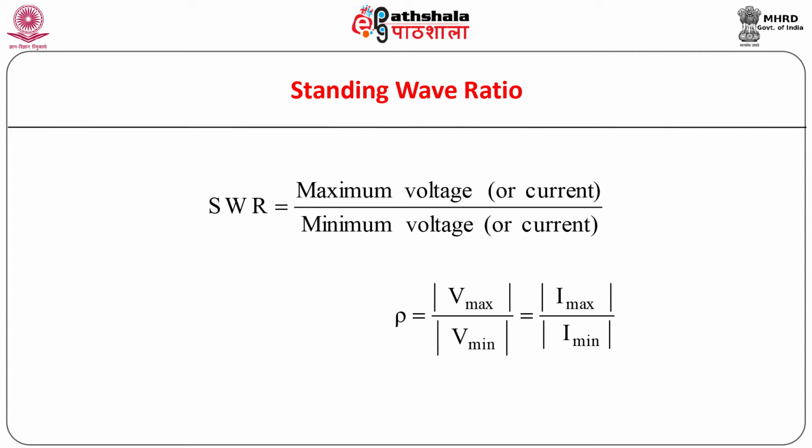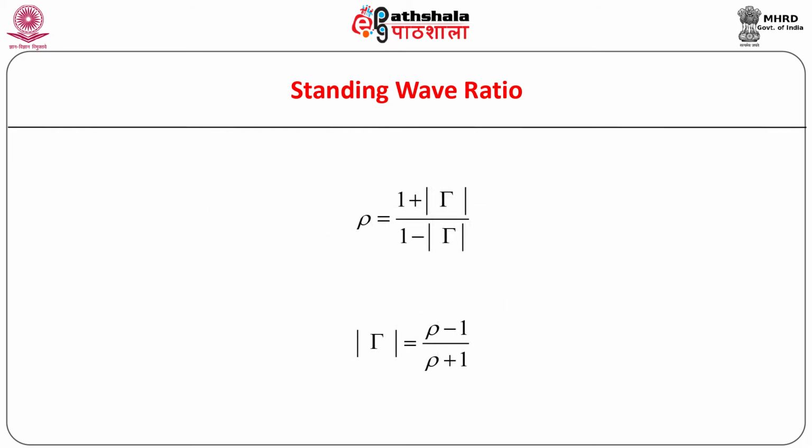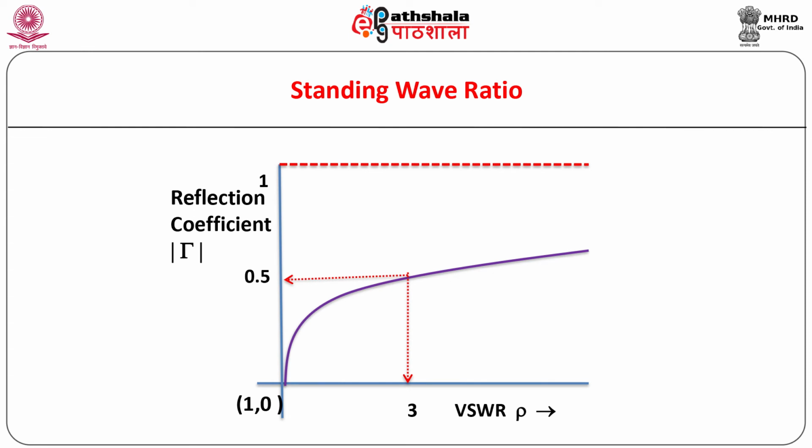It is designated by rho. We have ISWR for current and VSWR for voltage. The SWR is related to the reflection coefficient through the relation as shown. Since the reflection coefficient has a magnitude between 0 and 1, obviously rho takes values between 1 and infinity. The graphical sketch showing the variation of tau with rho is as shown.